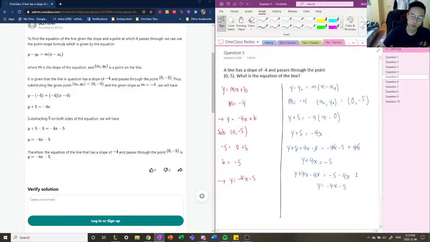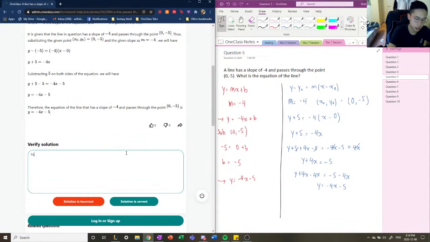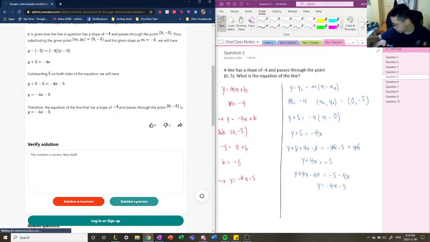And also, just one more thing to note before I move on to the next question is that there can be different pieces of information that you're given. For example, you can be given 2 points on the line. You can be given the y-intercept, x-intercept. Even though you're given different pieces of information, you can still use these two methods to calculate the equation of the line, regardless of what kind of information you're given. Okay, so this solution is correct. Nice stuff. Cool. All right, question number 6.